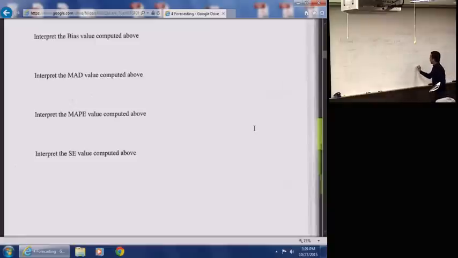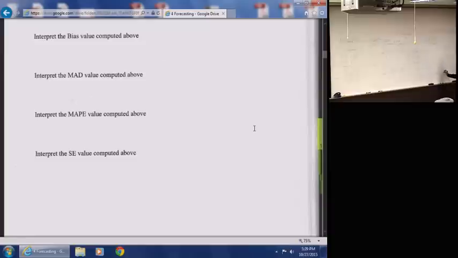MAPE, what does it say? MAPE equals 15.97. It's very intuitive and straightforward. It says that you tend to have about 16% error in your prediction.